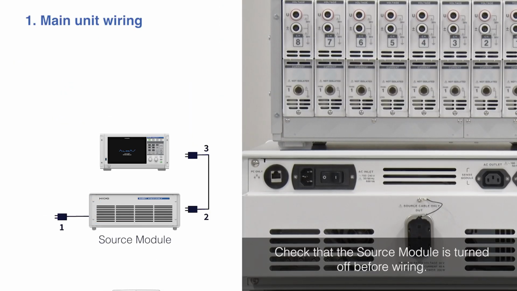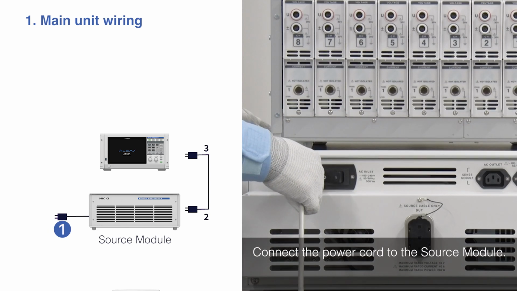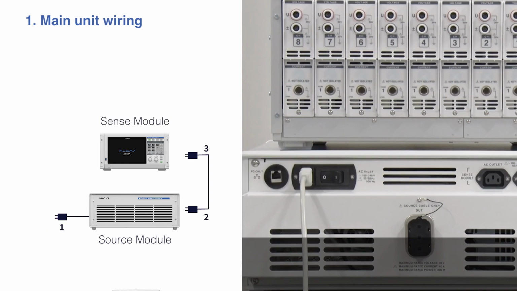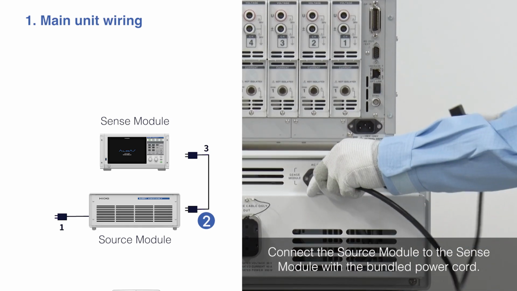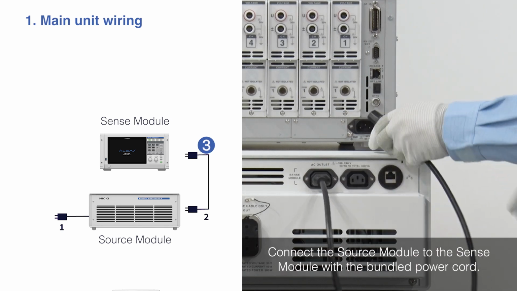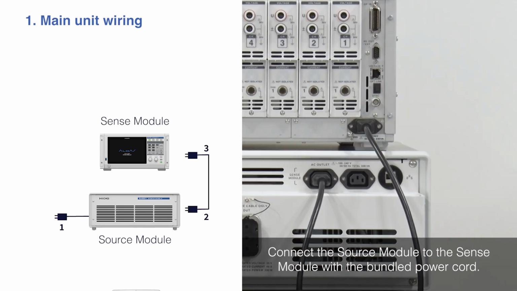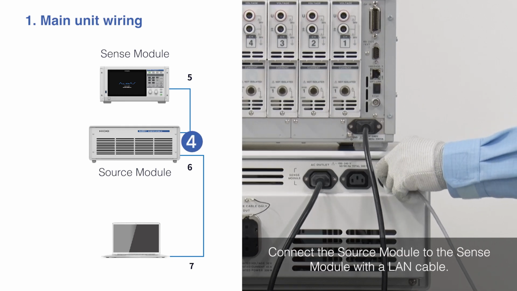Check that the source module is turned off before wiring. Connect the power cord to the source module. Connect the source module to the sense module with the bundled power cord. Connect the source module to the sense module with a LAN cable.